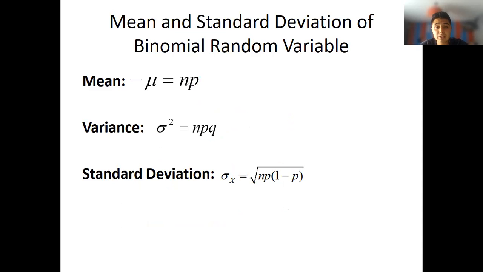Then also we could find the standard deviation of a binomial random variable, and the standard deviation, the mean, and the variance, where, as we can see, are the formulas in the slide.